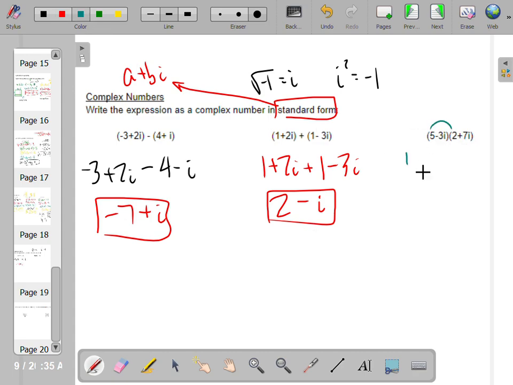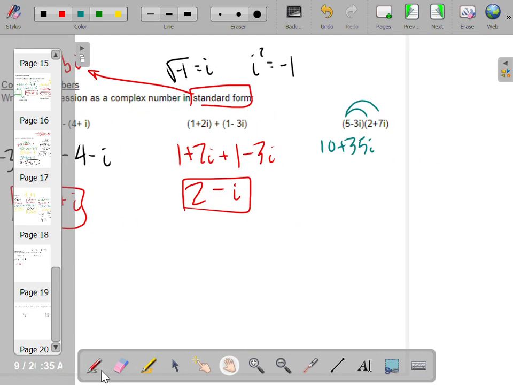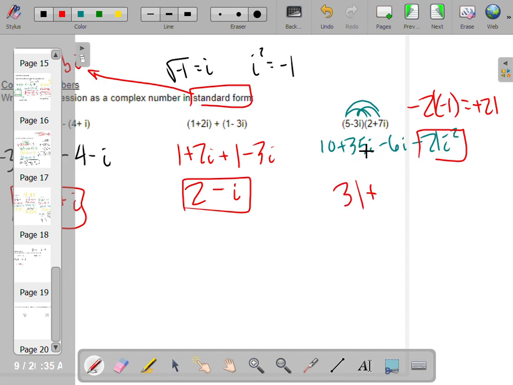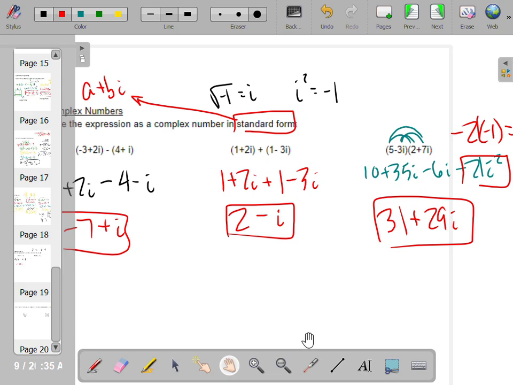5 times 2 is 10. 5 times 7 is 35i. Negative 3 times positive 2 is negative 6i, and negative 3 times positive 7 is negative 21i squared. This is what I was talking about before. i squared is negative 1. So negative 21 times negative 1 is positive 21. This is a positive 21. Positive 21 plus 10 is 31, and 35 minus 6 is 29i. So 31 plus 29i is your answer in standard form.